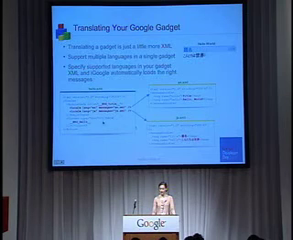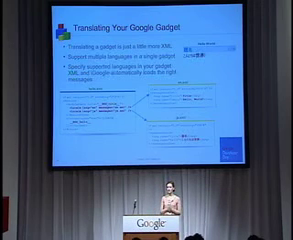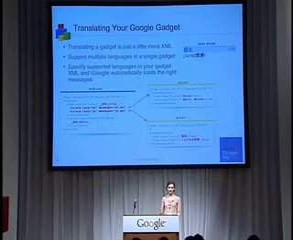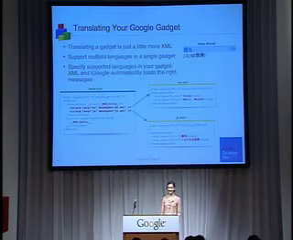So now when this gadget loads on iGoogle, if the user has Japanese selected as their language, it's going to show up like this. And if they have English, then it will show up as English. So you can see that's very easy. And in gadgets that have only little bits of text, you can often use machine translation to translate it to many languages. And if you make mistakes, users will email you and complain.